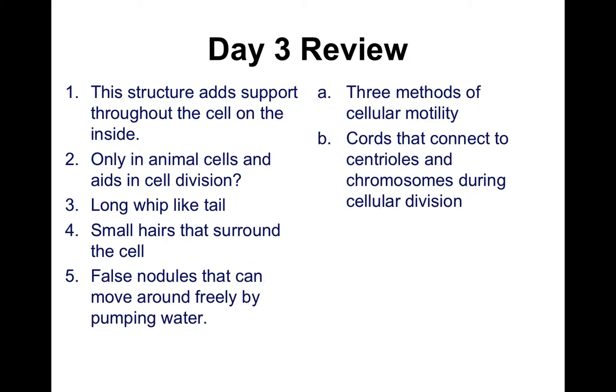Day three, still talking about some of those structures and their functions. Add support throughout the cell. On the inside, we're talking about the cytoskeleton. Only in animal cells for cell division, that's going to be the centrioles. Number three is flagella. Number four is cilia. Number five is pseudopodia or pseudopods. The three methods of cellular motility or movement or locomotion would be the flagella, the cilia, and the pseudopods.